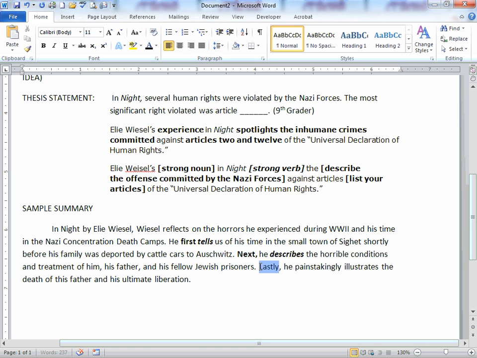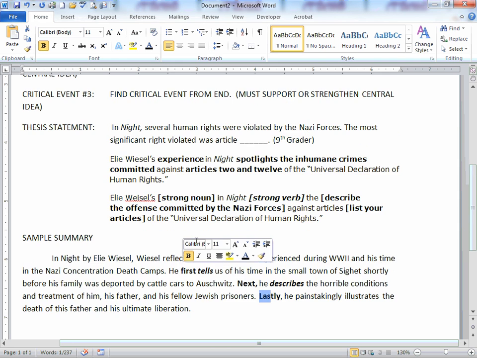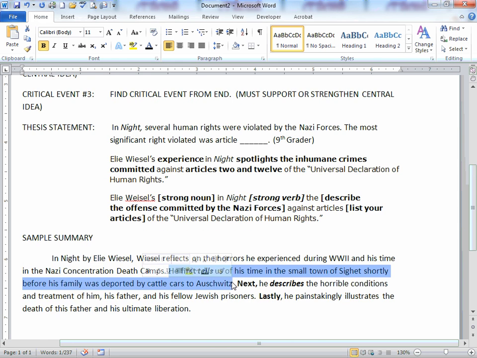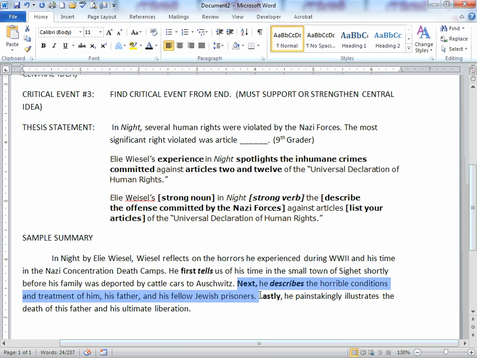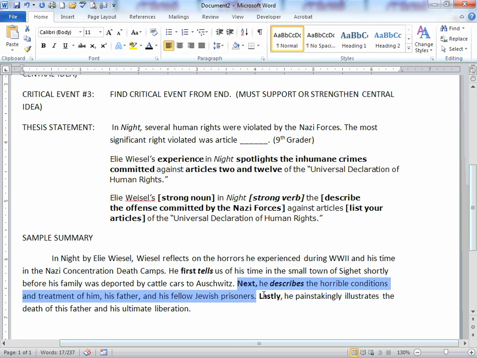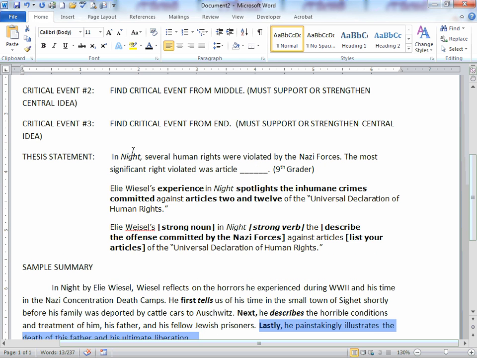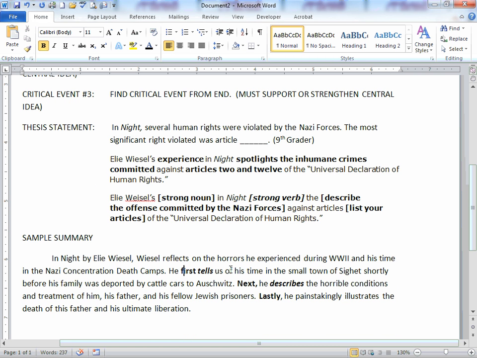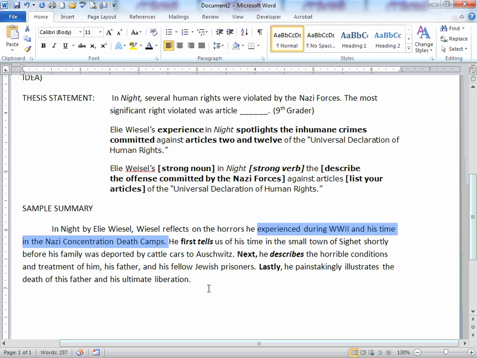And then I have my transition. So I have first, next, last. This sentence right here is my first critical event that reflects my central idea. This sentence right here is my second critical event that happened kind of in the middle. And then lastly, I have my third critical event that kind of happened in the end. Each one of these supports my central idea. Then lastly, I'll have my thesis sentence.